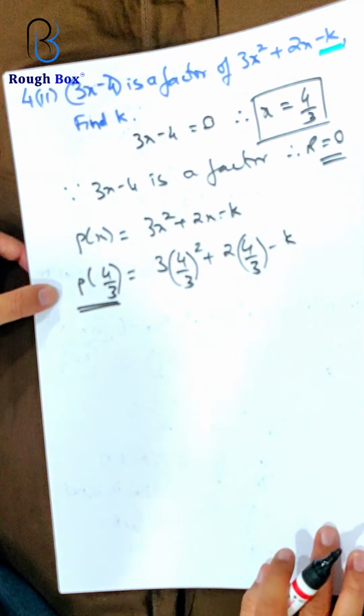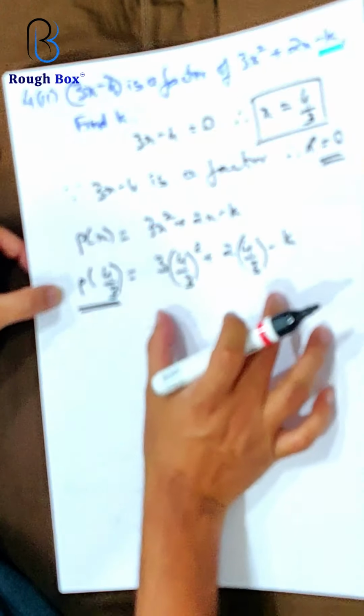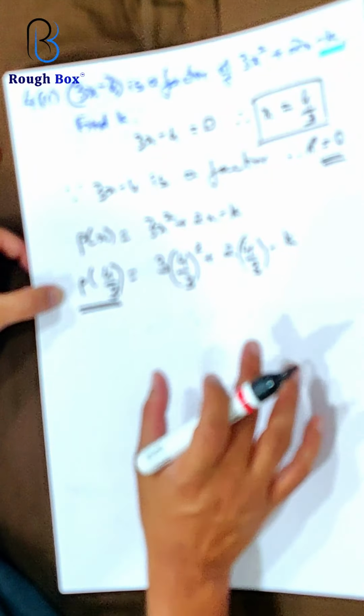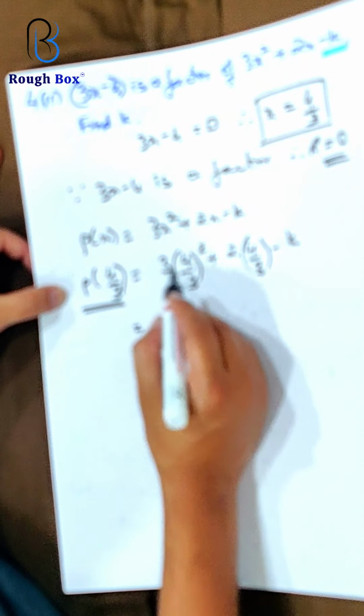This p of x is nothing else but the remainder. So I can straight away write this as 0, or solve this and in the end substitute it as 0. So we will do both methods. Right now I am not substituting. Next time I will do that. Right now just let me solve it normally.